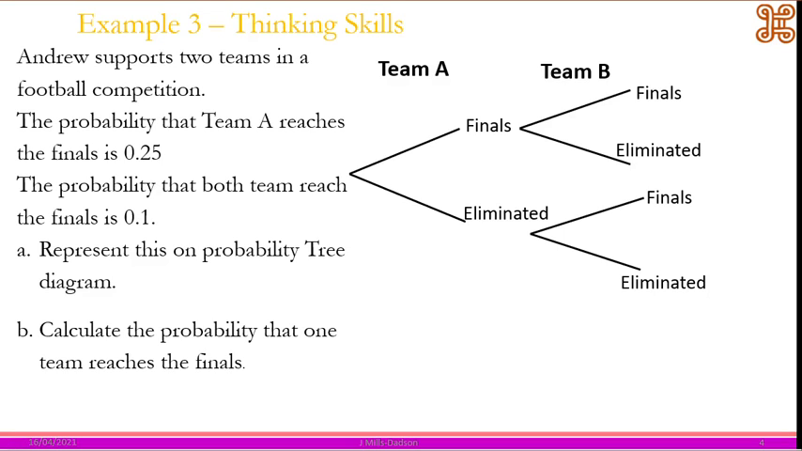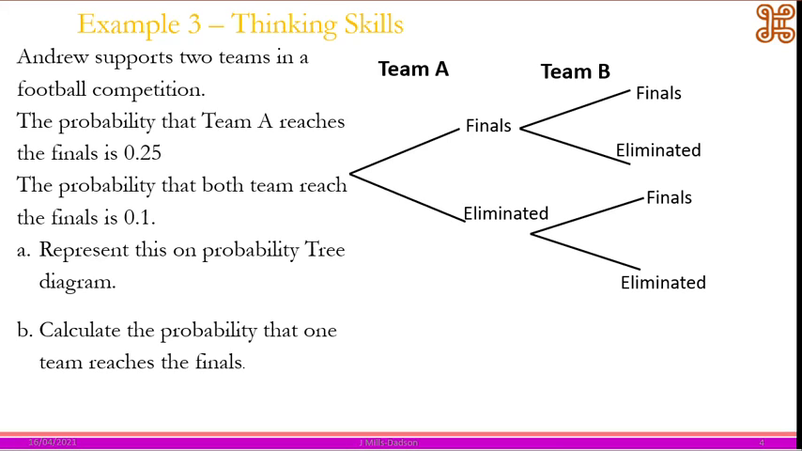Andrew supports two teams in a football competition. The probability that team A reaches the final is 0.25. The probability that both teams reach the final is 0.1. Represent this on a probability tree diagram and calculate the probability that one team reaches the final.